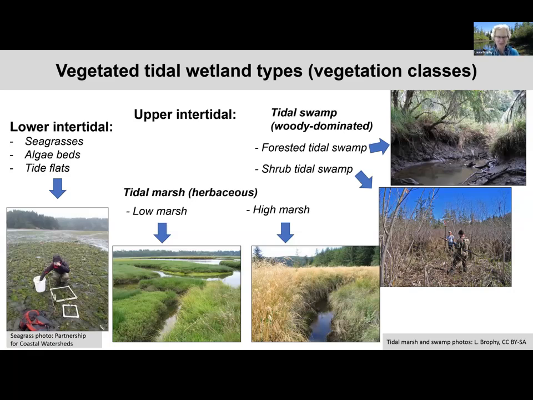In the lower intertidal, you can see what Melissa was referring to, the seagrasses. Then we have the tidal marsh, low marsh and high marsh. And we also have in this upper intertidal, the shrub and forested tidal swamps. And they're very important as we move into this blue carbon discussion.